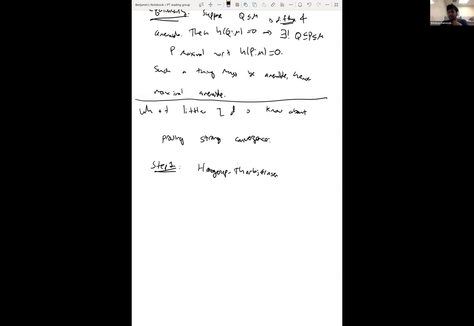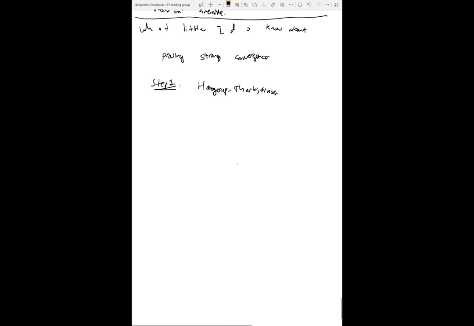Okay, very nice. All right, so let me, in the remaining few minutes, say what little I do know about strong convergence. So step one, this is due to Heiger-Pinto-Bjornsson. I'll try to use more neutral letters.